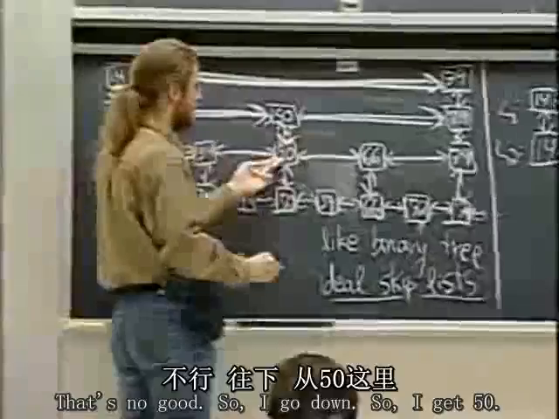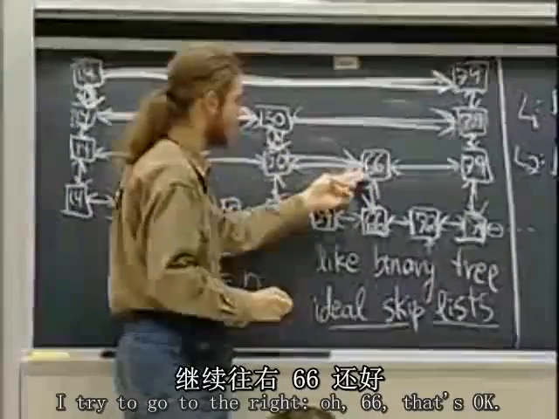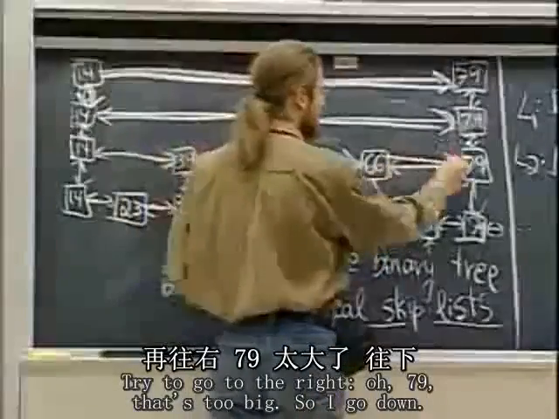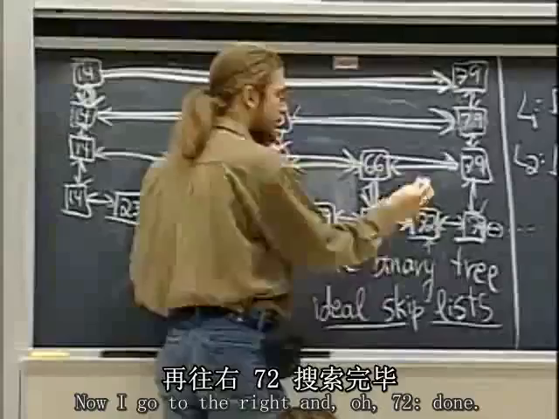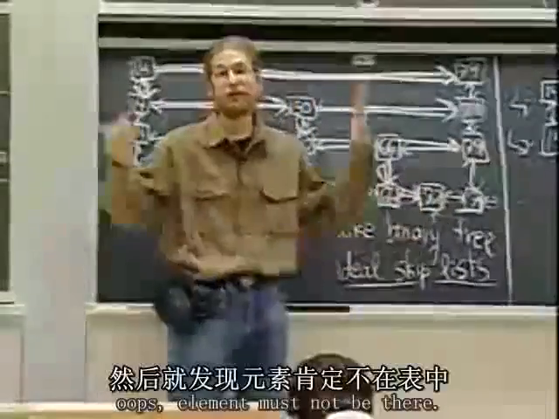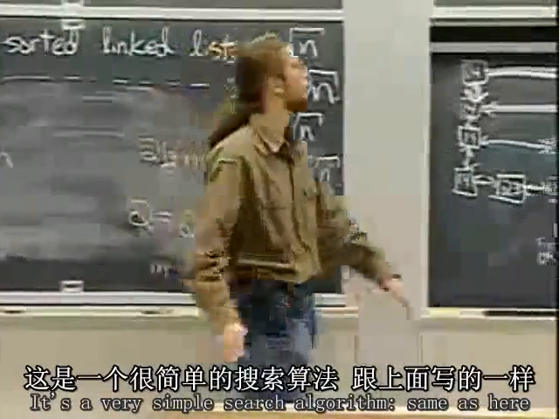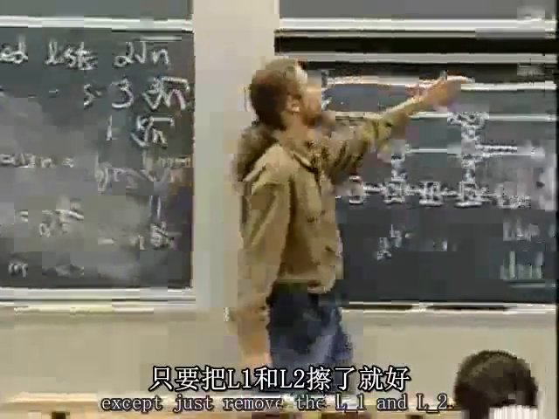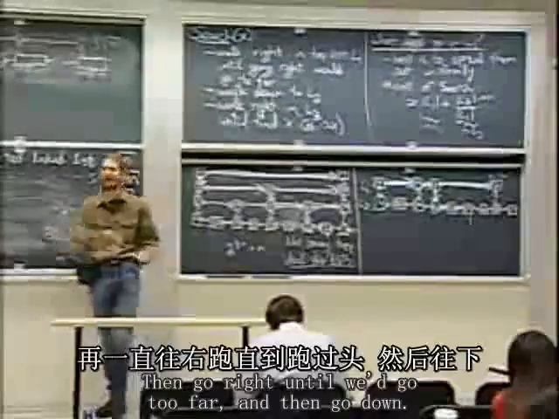So I get 50. I try the same thing over and over. I try to go to the right. Oh, 66, that's okay. Try to go to the right. Oh, 79, that's too big. So I go down. Now I go to the right, and oh, 72, done. Otherwise I'd go too far and try to go down and say, oops, element must not be there. Very simple search algorithm. Same as here, except just remove L1 and L2. Go right until that would go too far, then go down. Then go right until that would go too far, then go down.